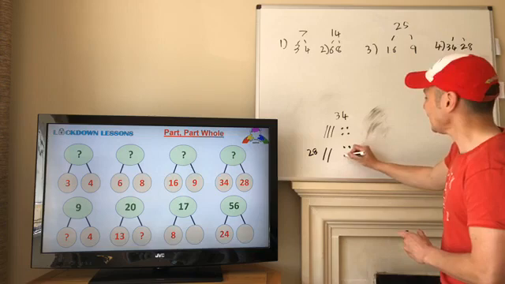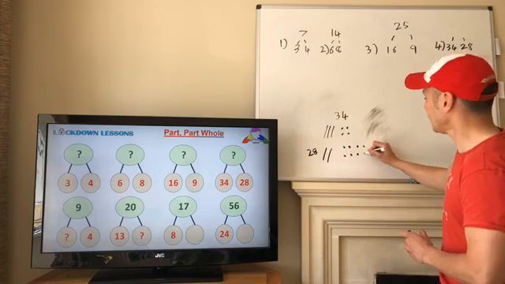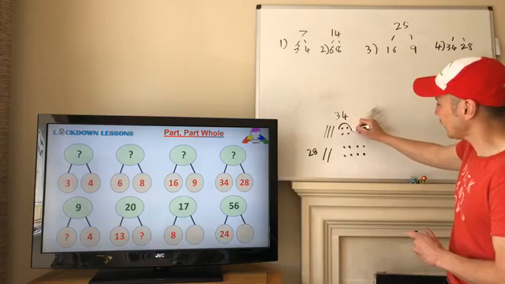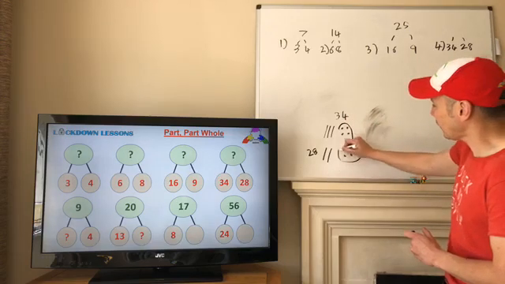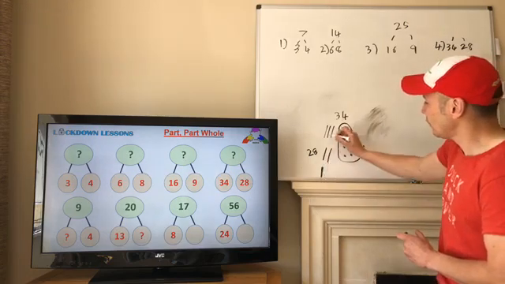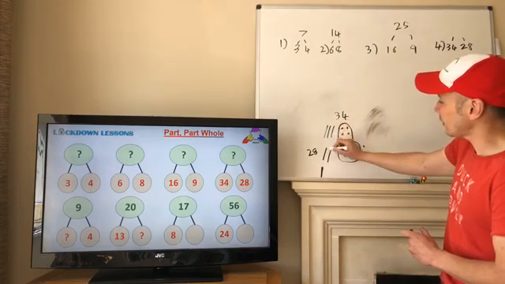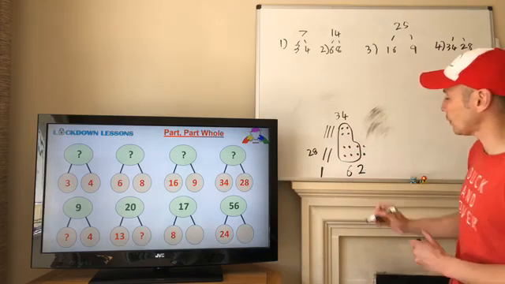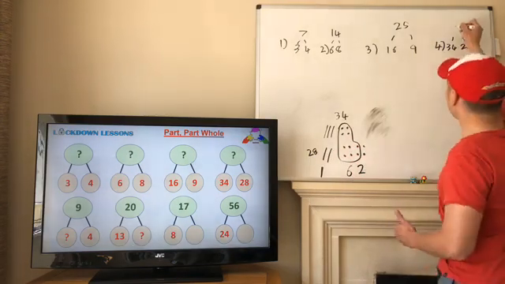So 28 would go like that. I'm going to get myself a 10. I've got myself a 10 there, so I can add another 10 onto this lot, which gives me 10, 20, 30, 40, 50, 60. And I've got 2 left over, so 62 in total for that one.